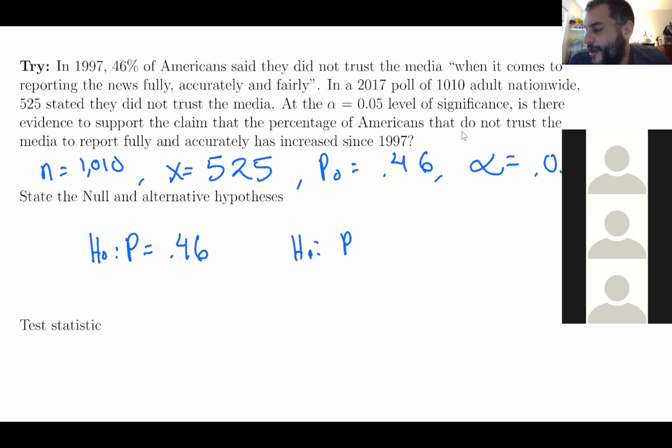For our alternate hypothesis, we want to ask: do they think that number is less than 46%? Is it bigger than 46%? Or is it just not equal to 46%? So what are they trying to prove? Bigger. Yeah. If you look at it, it says increase, which means bigger, which means greater than.